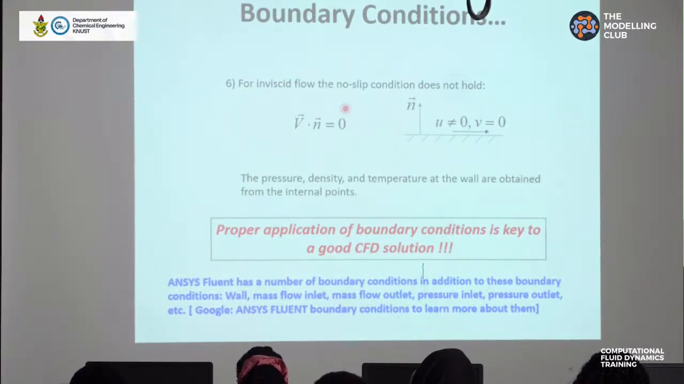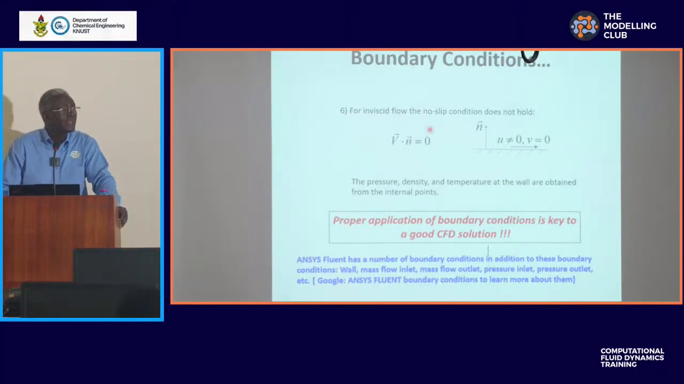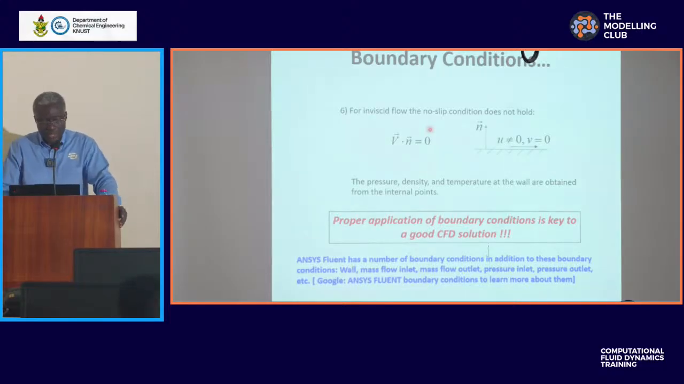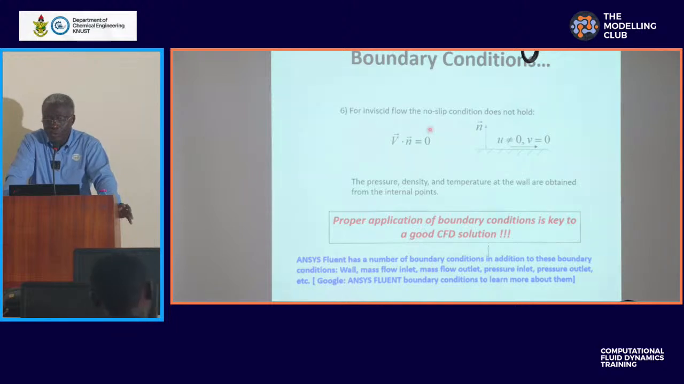Now, for us CFD practitioners, software such as ANSYS has a number of boundary conditions built within the software. Okay, that again, we just have to click and select. And these conditions are wall, mass flow inlet, mass flow outlet, pressure inlet, pressure outlet, and so forth. I will entreat you to Google Ansys Fluent boundary conditions to learn more.